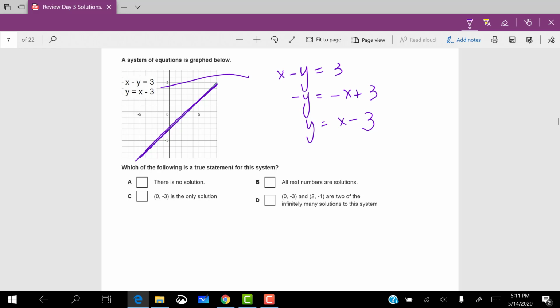So there are infinitely many solutions, but not everything is a solution. So there's no solution, that's not true. Only one solution, that's not true. Not all real numbers are solutions because things that aren't on the line aren't solutions.